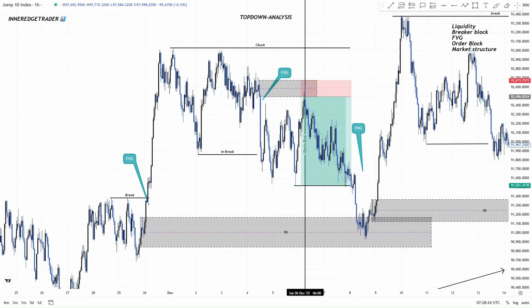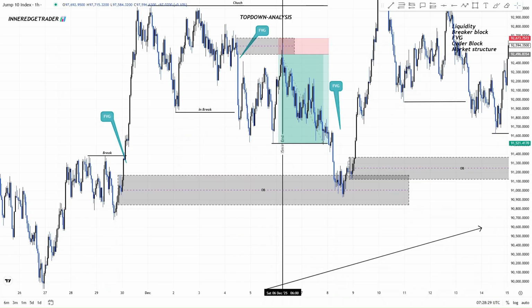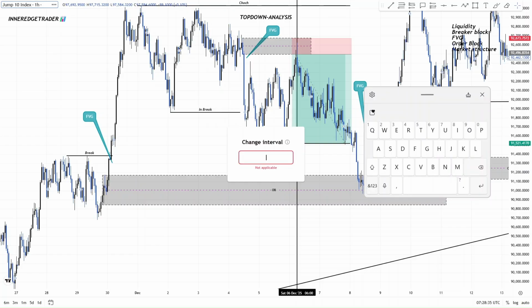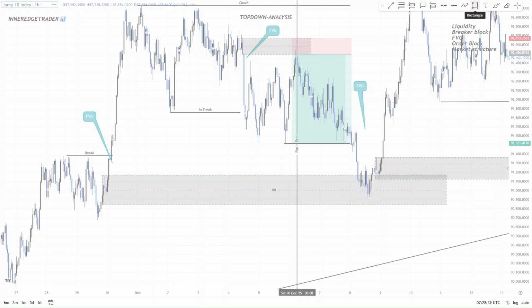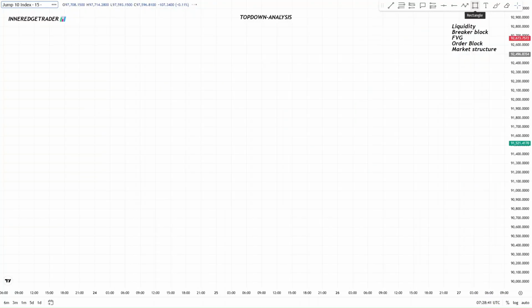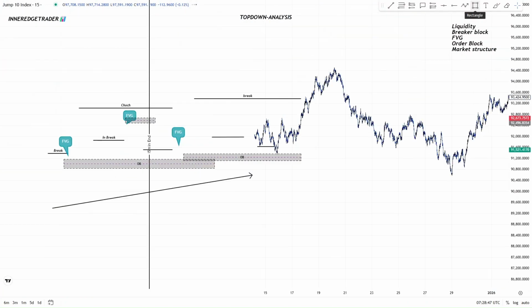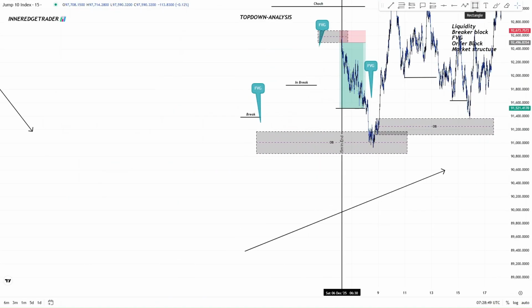So that is just a nice swing. When price has gotten to your point of interest, you go on the 15 minutes. Always go on 15 minutes for the point of interest. You look for a market structure shift on the 15 minutes that will change your market direction.